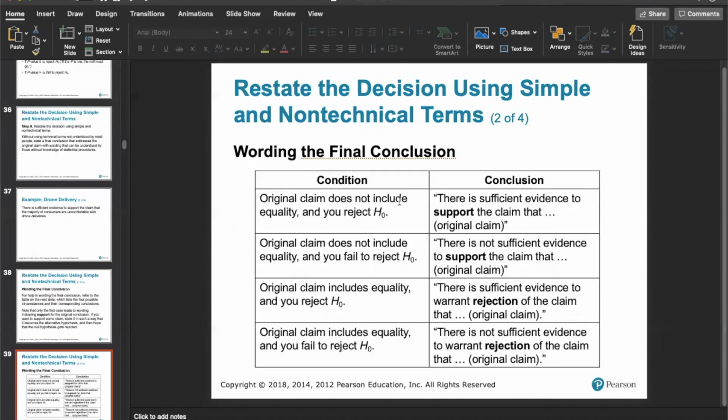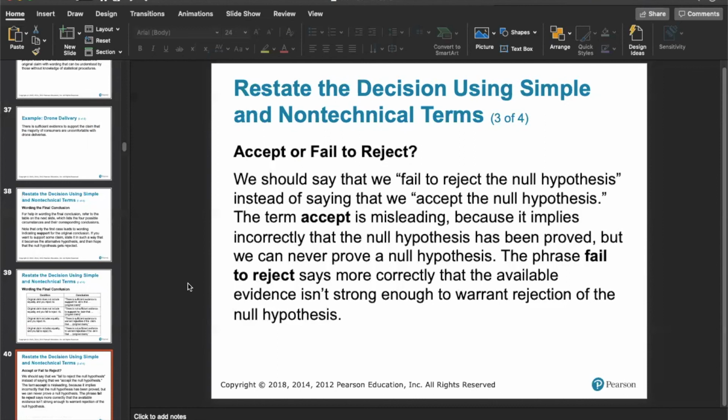So depending on the conditions, if your claim does not include inequality and you're rejecting, so really you're looking at whether or not you're rejecting and which part of the claim you are supporting. And it's all dependent on what is actually being measured and asked of you. So looking in terms of accepting or failing to reject, we should say that we fail to reject the null hypothesis instead of saying we accept the null hypothesis. Because again, we like to use failing to reject or rejecting. We want to make sure the word reject is in the phrase.